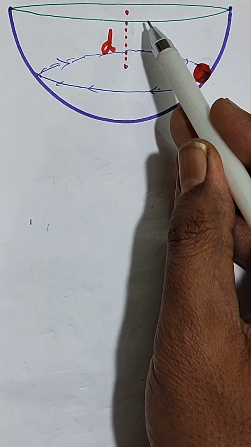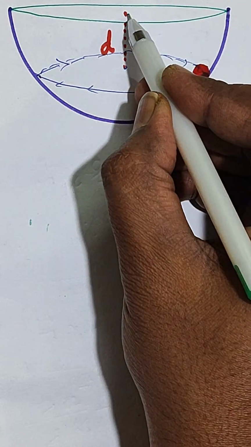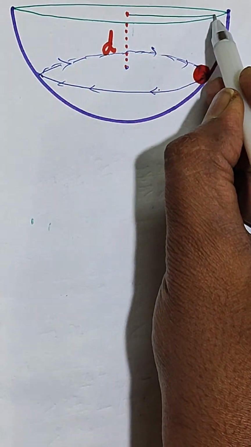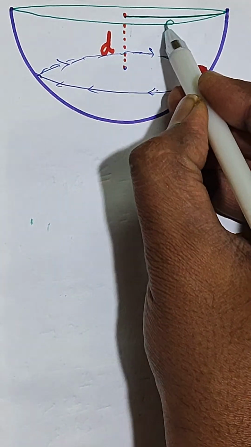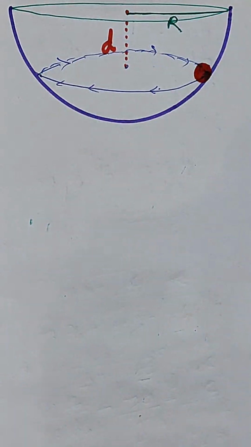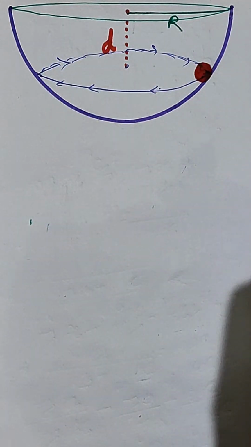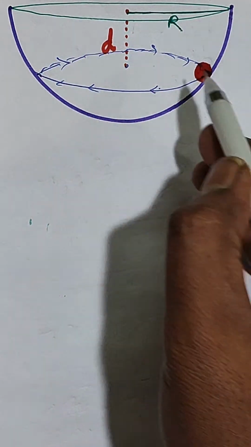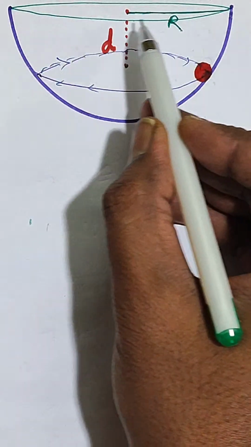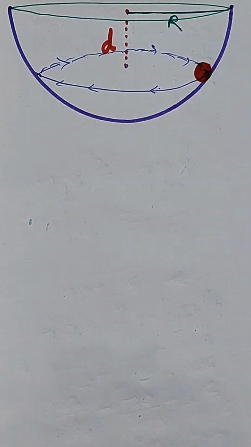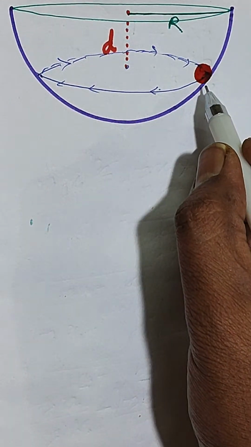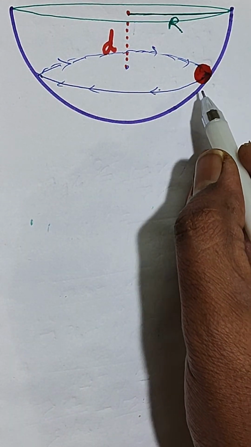Now this bowl has a radius of r, so this value is known to you. This is equal to r, which is given to you. Its edge is horizontal, you can see the bowl's edge is horizontal. And the velocity of the particle we need to find. That means at this point the velocity of the particle needs to be calculated.